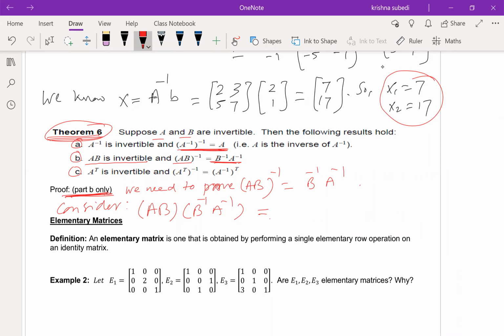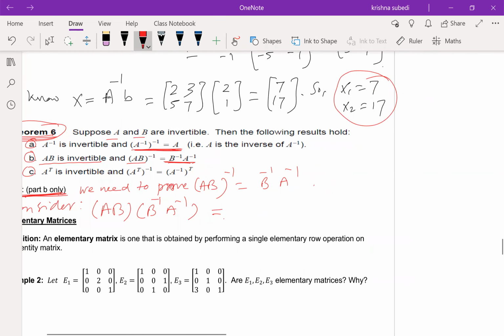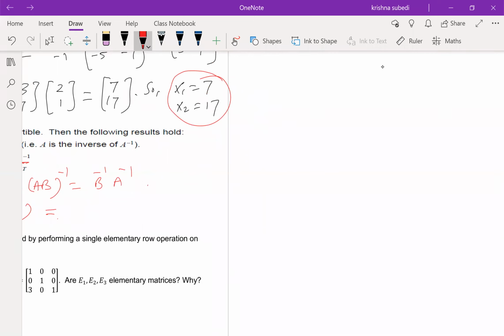As you know, matrix multiplication is associative. I need a little more space here. I'm going to go there. Just give me 1 second.